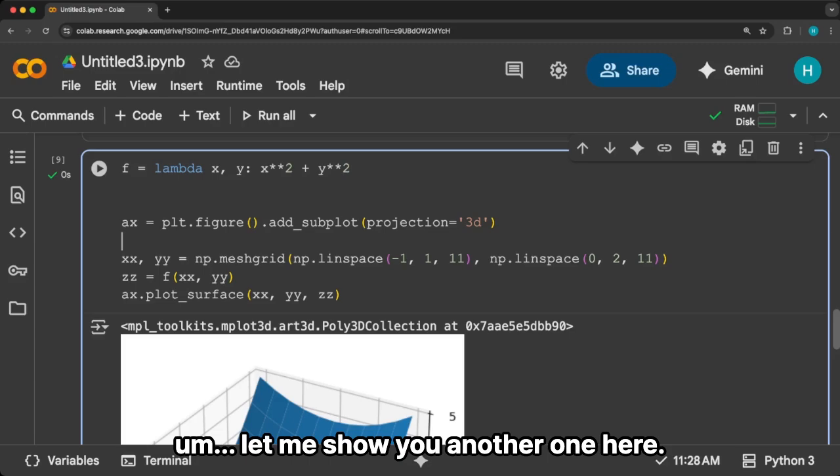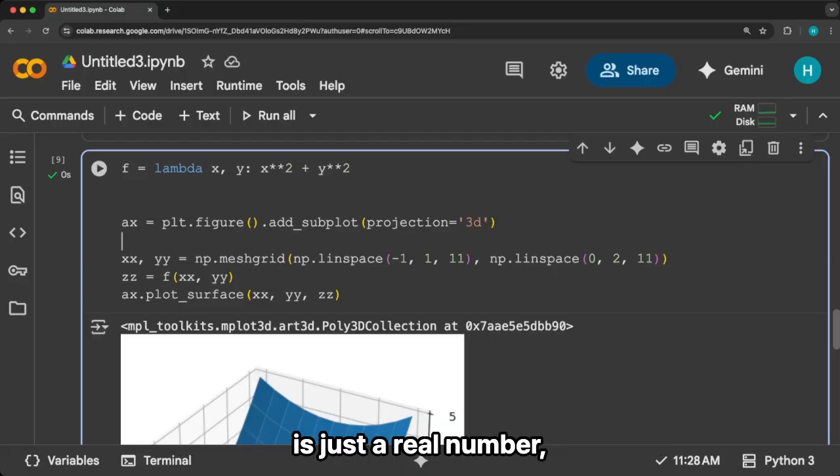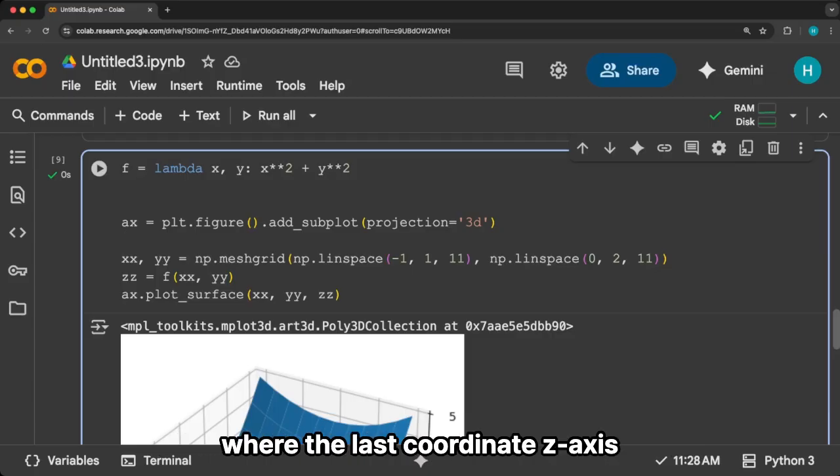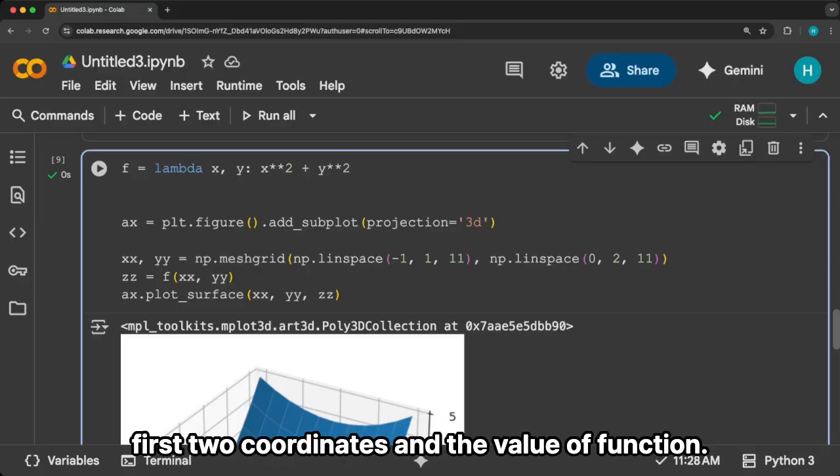Let me show you another one here. If you have a function whose value is just a real number, then the graph of that function, the graph of function f, is the collection of three-dimensional points where the last coordinate, the z-axis, is determined by the first two coordinates and the value of the function.